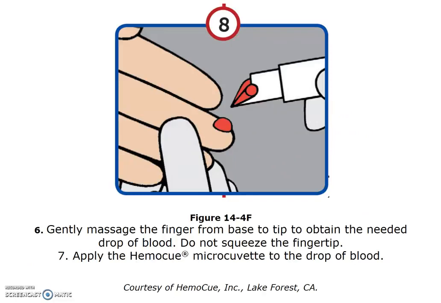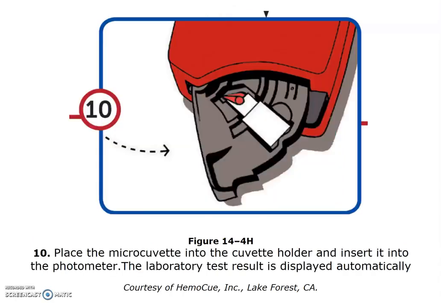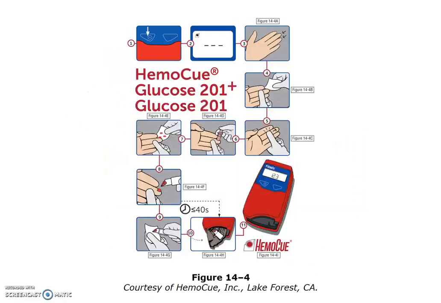And then you're going to either apply it to the test strip or the HemoQ microcuvette, as seen in the image above. The correct volume is drawn into the cuvette by capillary action. We're going to wipe off any excess blood with the side of the cuvette, and we're going to place it in the holder. We will have a detailed lab on both hemoglobin, capillary cholesterol, and capillary glucose point of care testing. This just, again, gives you an image of how to obtain that sample.